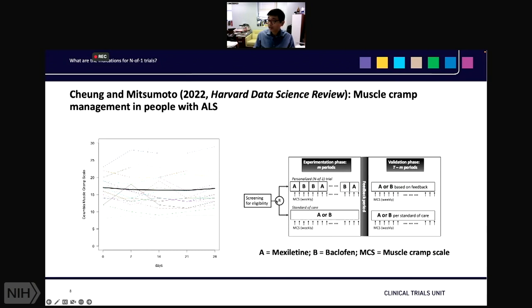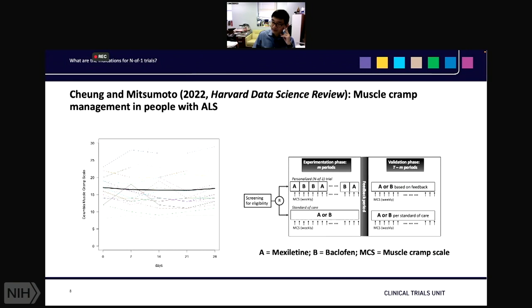The other half of the participants in this study would be randomized to usual care. So the treating physician would just prescribe a drug to manage muscle cramp for the patient. Again, the emphasis here is that we're not comparing whether drug A is better than drug B. Rather, the goal is to see whether, after the N-of-1 study, the participant will choose a drug that helps better than a drug prescribed by the treating physician alone. So it's again the same study design as in the previous study.